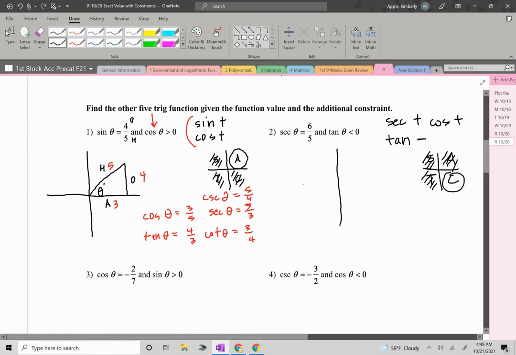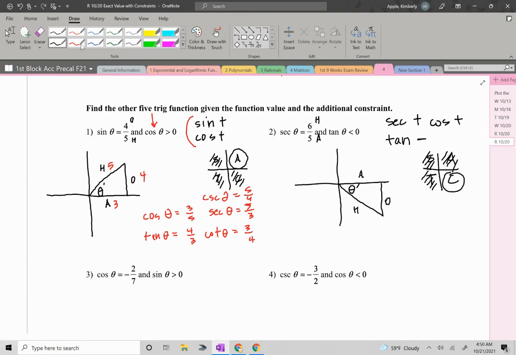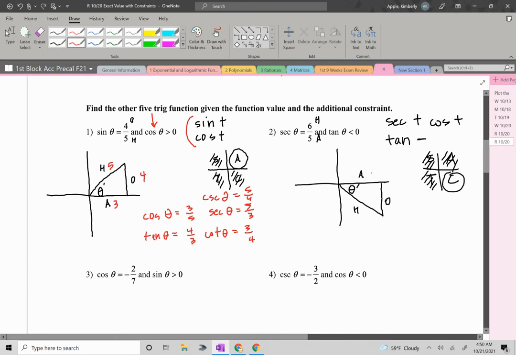So when I draw my triangle, I draw my reference triangle in quadrant 4. Theta prime always goes here next to the x-axis. Secant is H over A. And so again, this is adjacent, this is hypotenuse, this is opposite. And so I'm going to label that accordingly. So let's see. On this one, I'm going to have to figure it out with the Pythagorean theorem. So this would be a squared plus 5 squared equals 6 squared.